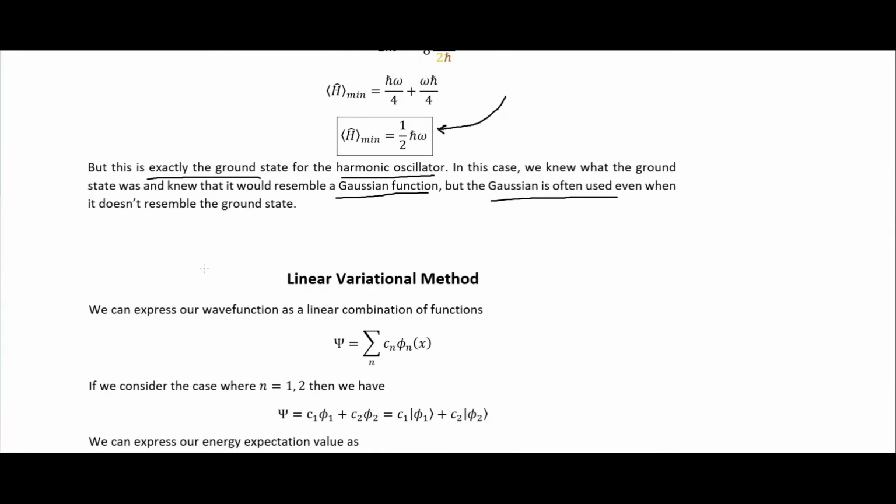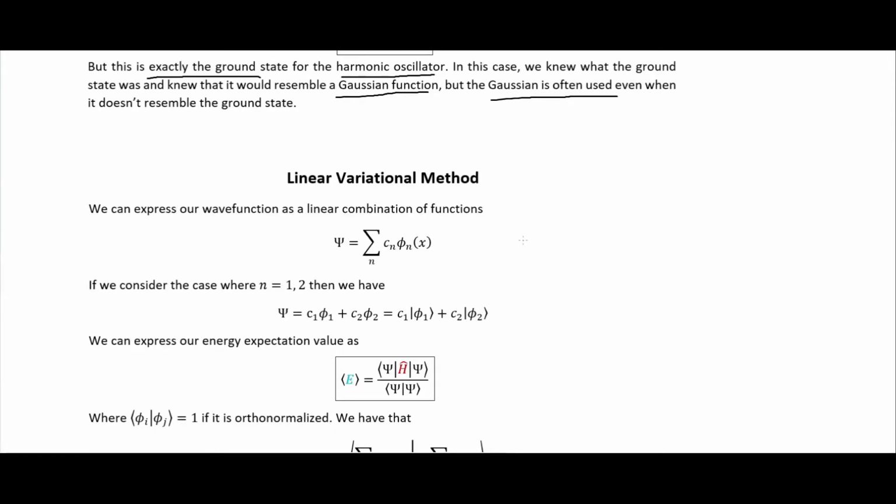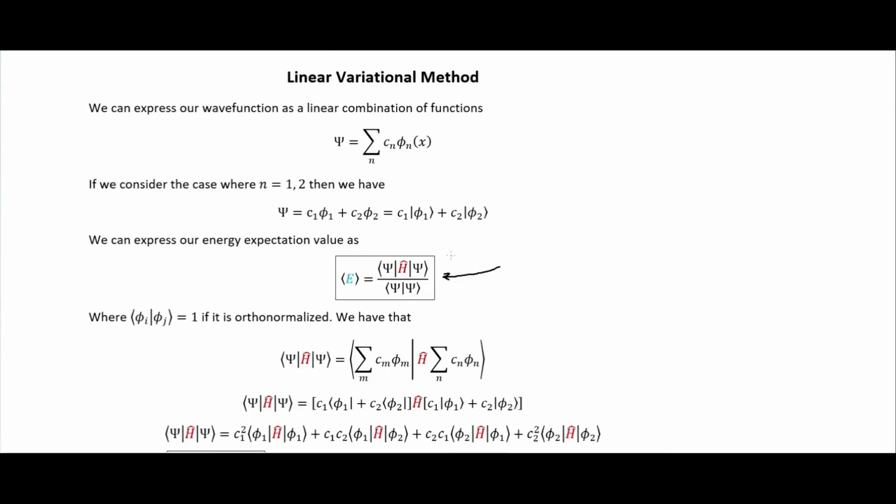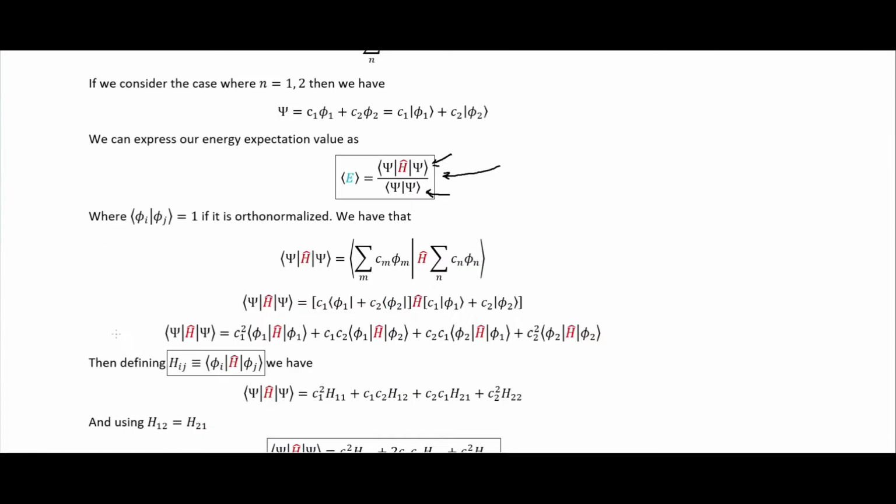And so I'm going to jump ahead to what's called the linear variational method, because this is how we will get to our secular equations and secular determinant. We can express our energy expectation value as this that I have here in the box. So we have this up here with the Hamiltonian in it, and this right here, which is the inner product of our wave functions. And we can express this as these two linear combinations.